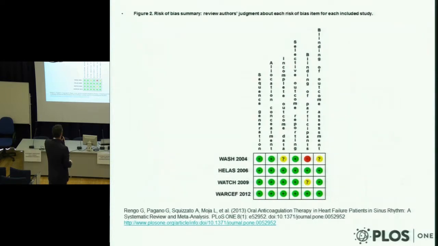And here you have the second aspect that makes a systematic review really systematic: the quality assessment, okay? Every one of these, the sequence generation, allocation concealment, incomplete outcome data, and so on, are all quality items that are evaluated for each single trial. And you can see that there are green, yellow, and red circles. Green is okay. Every time that you see a red, it means that there is a problem in the paper. Unclear means that the quality item was usually not reported, okay?